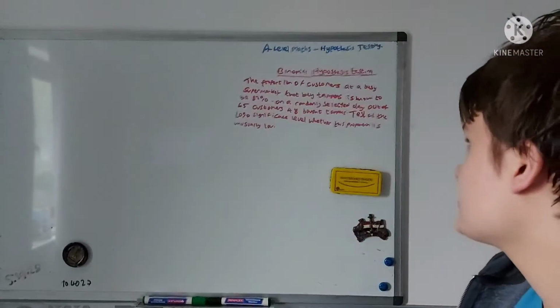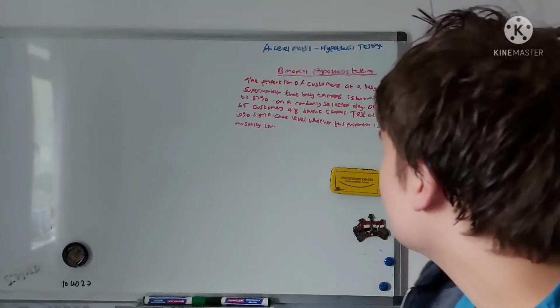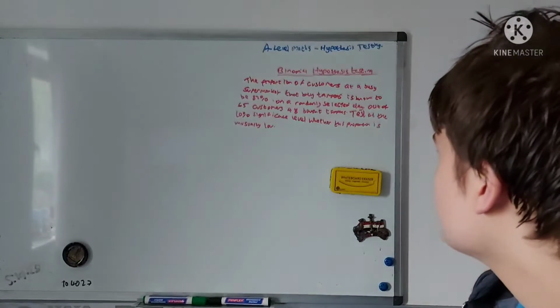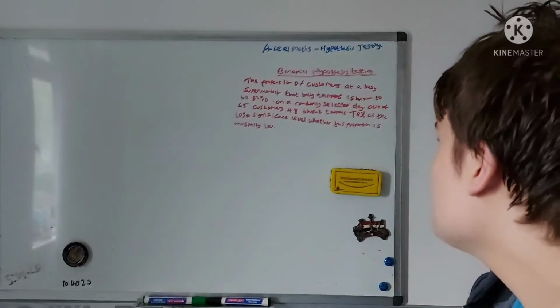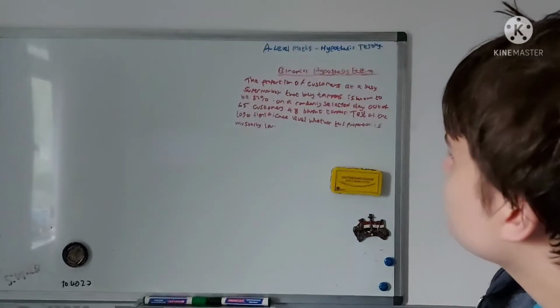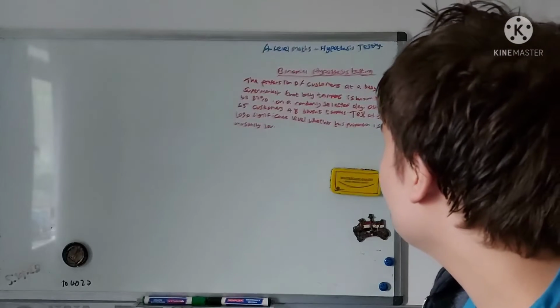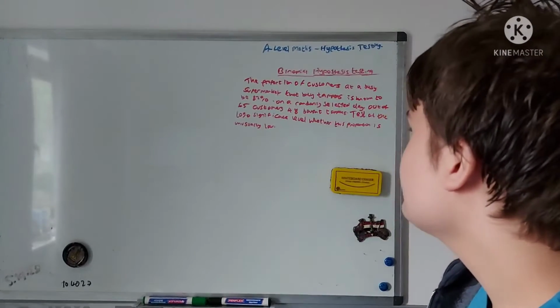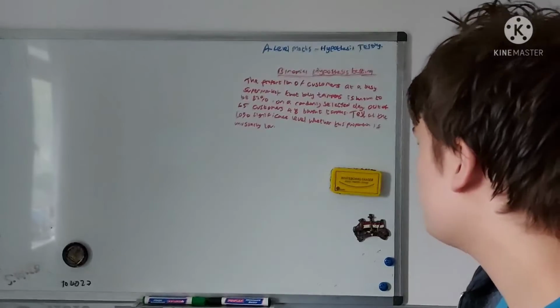Okay, this is our first one on a binomial hypothesis test. The proportion of customers at a busy supermarket that buy tampons is known to be 82%. On a randomly selected day, out of 65 customers, 48 bought tampons. Test at the 10% significance level whether this proportion is unusually low.